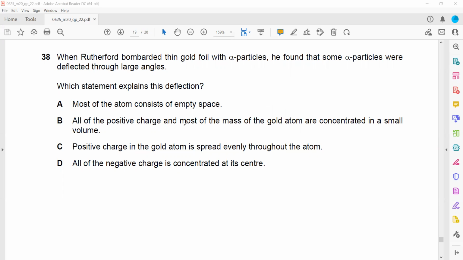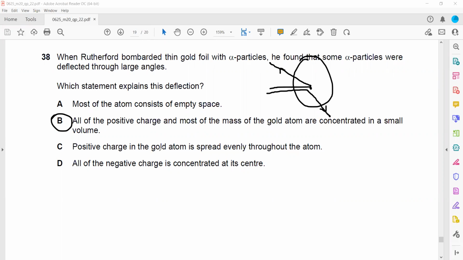All the positive charge and most of the mass of the atom are concentrated in a small volume. That's true. The nucleus contains charged particles. Alpha particles are also charged, so they are deviated or they will bounce back. So there is mass and charge in the nucleus. That's why alpha particles are deviated at a large angle. So B is the right answer.